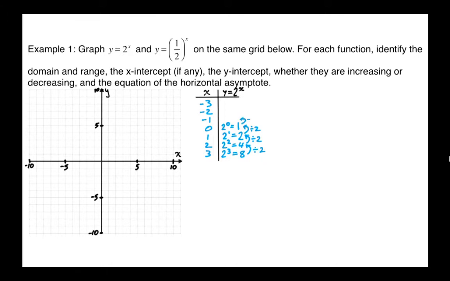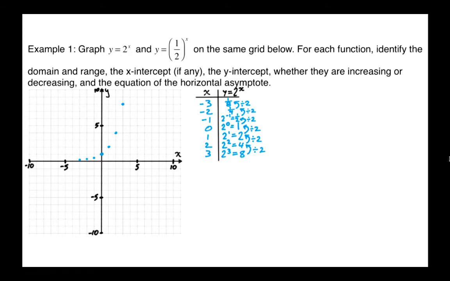And you can continue that pattern along and divide by 2 again to figure out what 2 to the negative 1 would be, which of course would be a half. And if you divide by 2 again, that would give you a quarter, and divide by 2 again, that would give you 1/8. So now that we've got these points figured out, we can plot them on the grid.